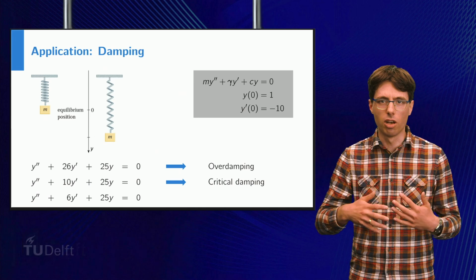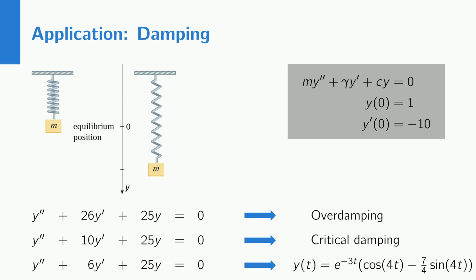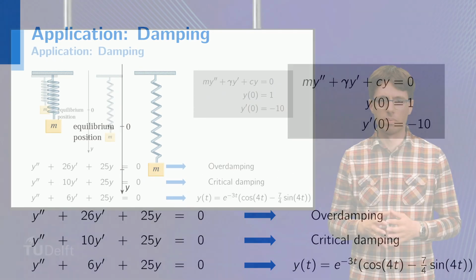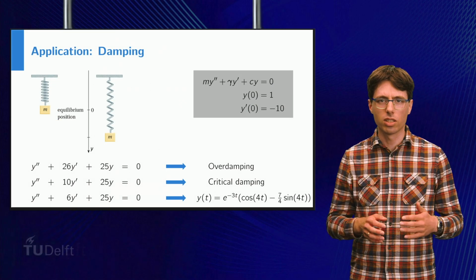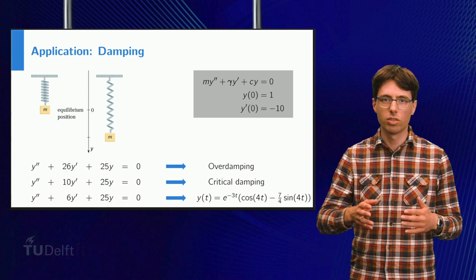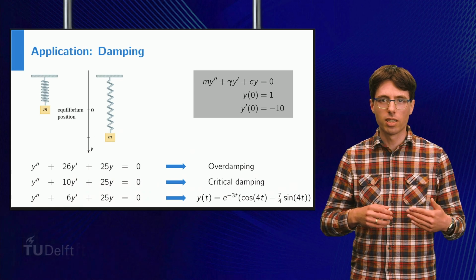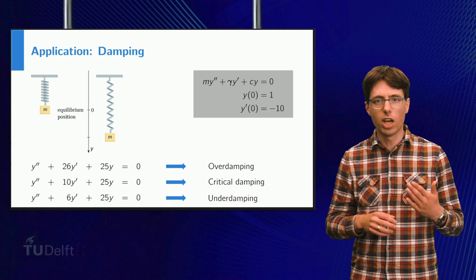Finally, let's take a look at the lowest friction coefficient. Again, we try y is e to the power lambda t, and we find two complex roots. This means that the solution will be a linear combination of an exponential times a cosine and an exponential times a sine. And, again, we can find the coefficients by means of the initial conditions. Because of the presence of a sine and a cosine, the solution will oscillate and it will go to zero because of the exponential damping factor. Notice that the solution goes to zero slower than the critically damped case. We call this case the underdamped case.